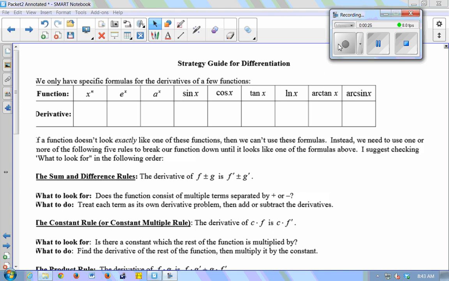All right, so let's fill some of these in. The derivative of x to the n, we would apply the power rule, and what do you get when you take the derivative? Yeah, nx to the n minus 1.